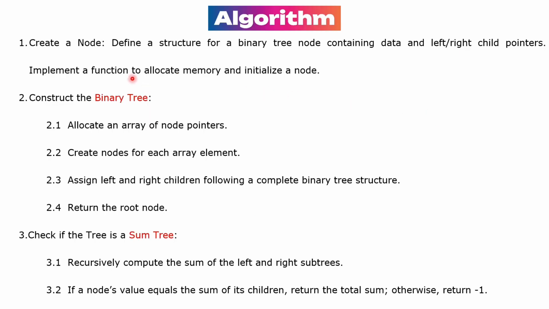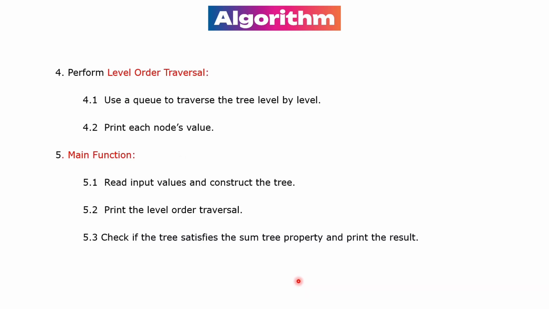Let's go through the algorithm first. We start by defining the binary tree node structure, which includes data and pointers to left and right children. Next, we have to construct the binary tree in level order by creating nodes for each input value and assigning child nodes accordingly. Once the tree is built, we have to check if it follows the sum tree property by recursively computing the sum of left and right subtrees and verifying if each node's value matches the sum of its children. To display the tree, a level order traversal is used, which utilizes a queue and prints the values sequentially.